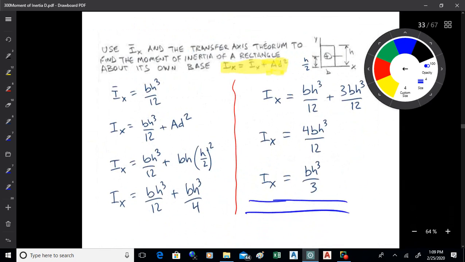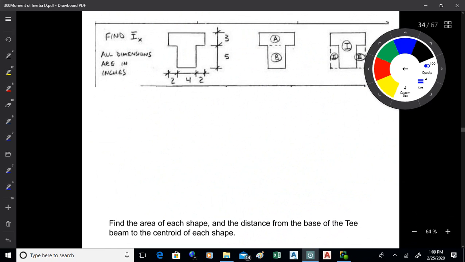All right, so let's look at an example of this. Let's find I bar sub x for this T-beam. I'm on 740, I think is where I'm at.